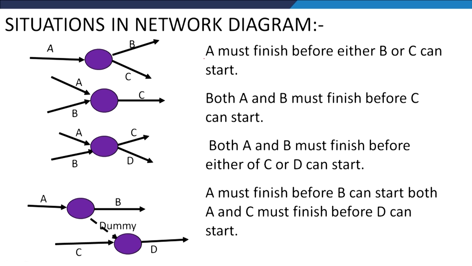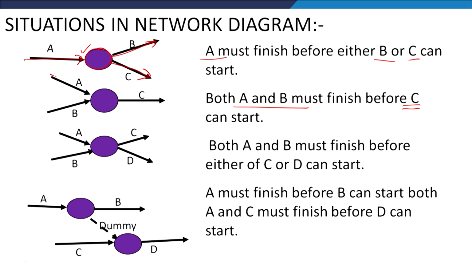Say activity A must be finished before either B or C can be taken up. To show this, first of all activity A will be plotted, and then there will be a node to indicate that activity A has been completed, and thereafter activity B and activity C can be started. Likewise, if the situation is where activities A and B must be finished before we can start activity C.